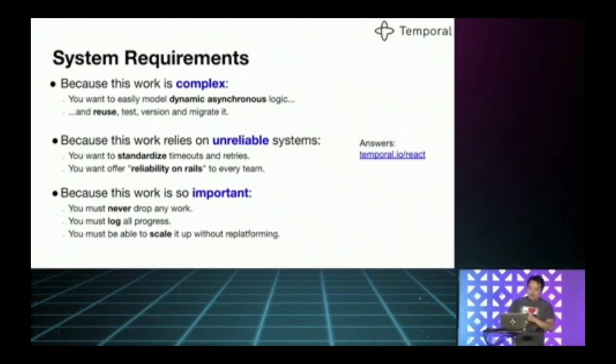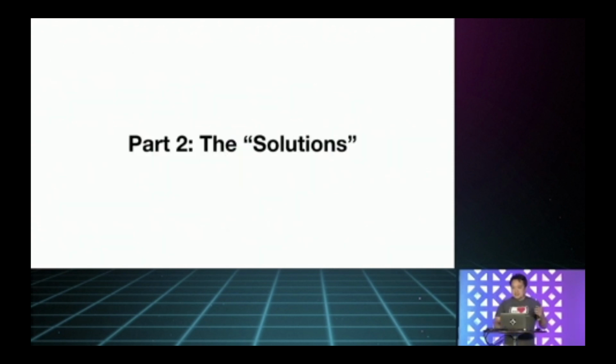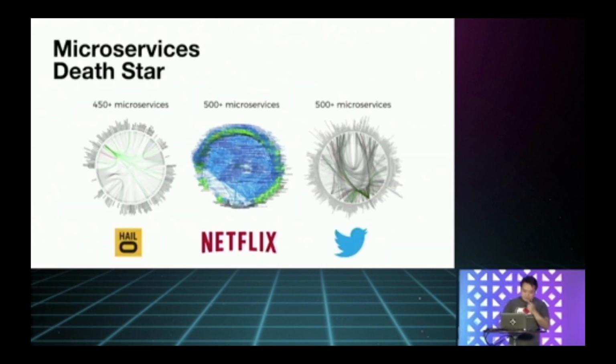You must log all progress so you can observe when something goes wrong. And you must be able to scale it up without replatforming, without a big rewrite. I've done a separate talk on this. You can access it at that URL on the screen. But we'll just get into the solutions that exist today, how people solve these problems today.